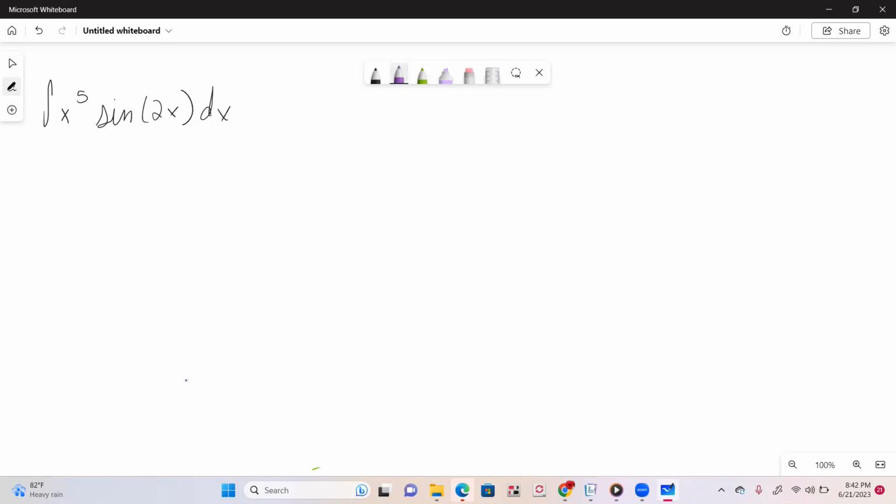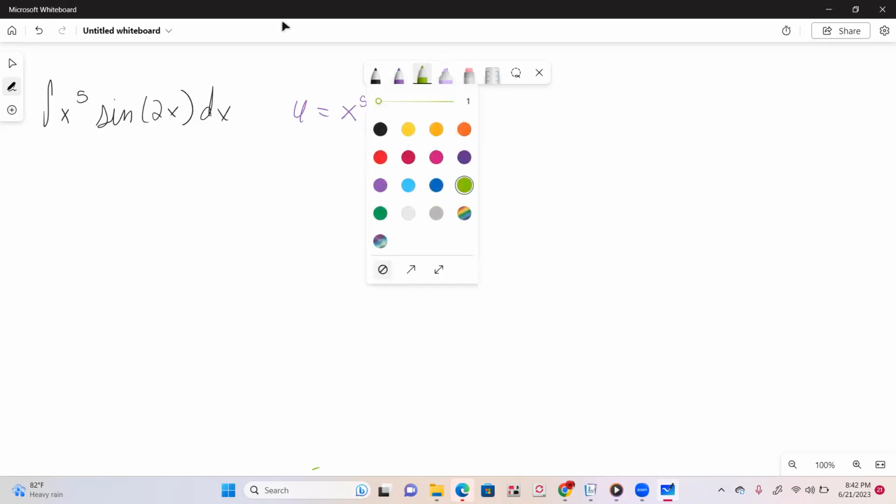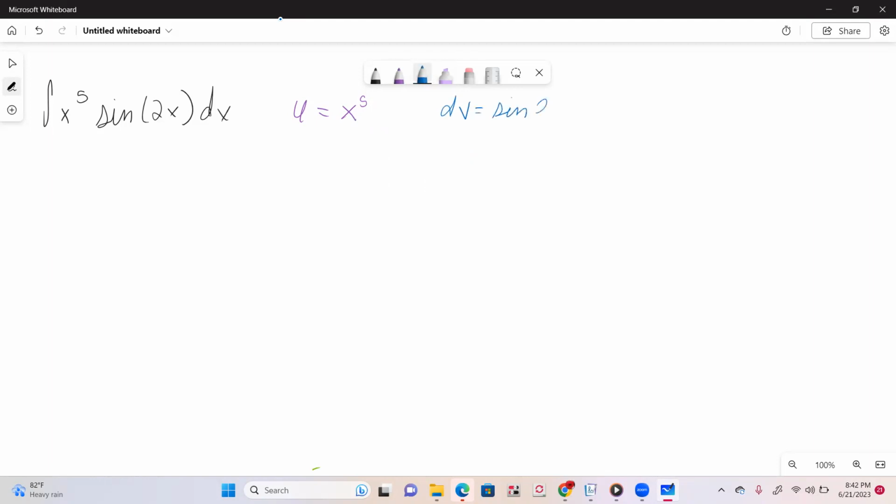When you are doing the tabular method, you are going to be finding your u and your dv, right? Whatever your dv is, you're going to be integrating, and whatever your u is, you're going to be deriving. So we're going to say our u is equal to x to the fifth, and let's switch this color to something a little bit darker so it's easier to read. We're going to say our dv is equal to sine of 2x. Cool.